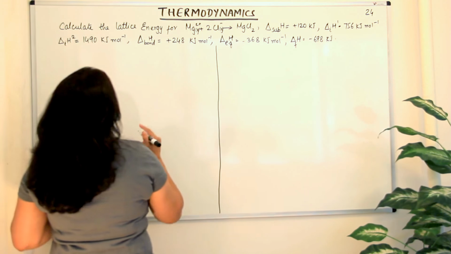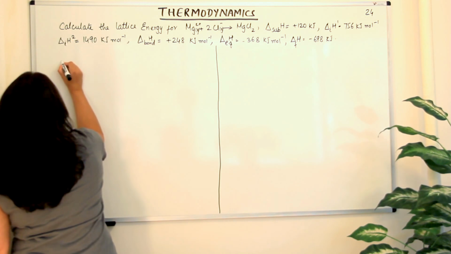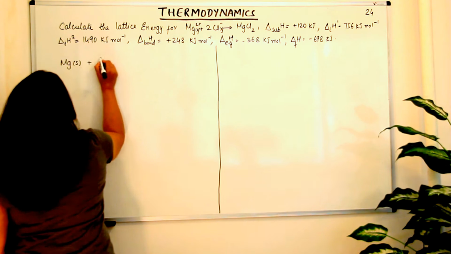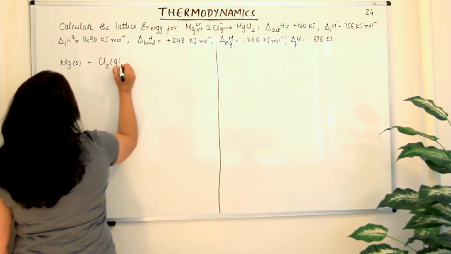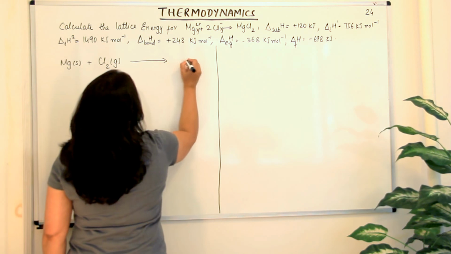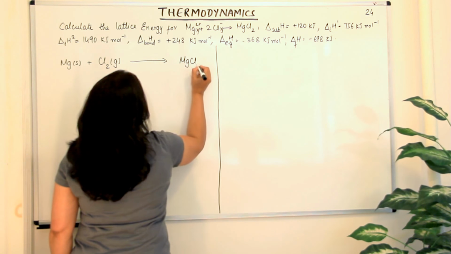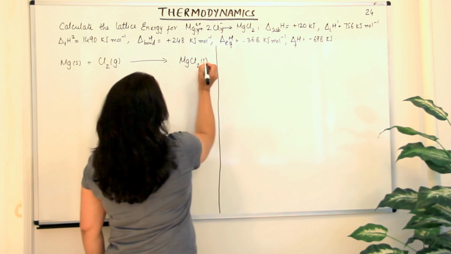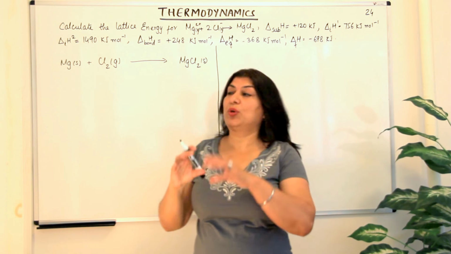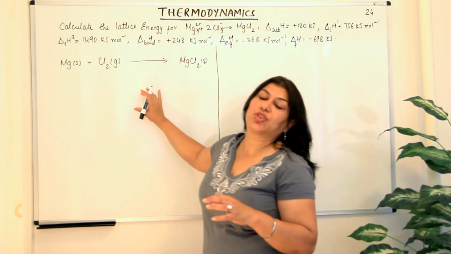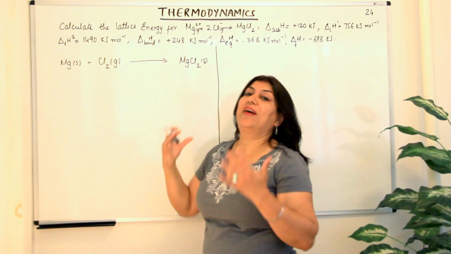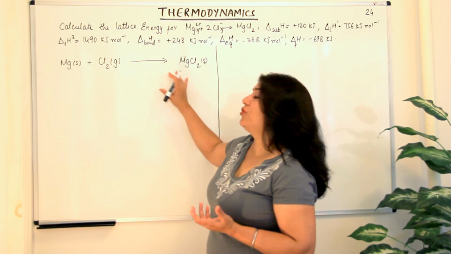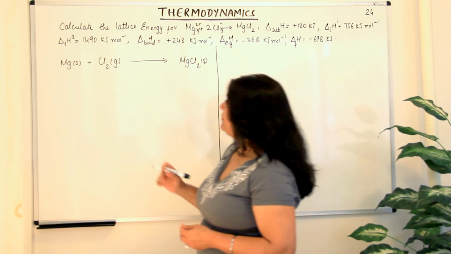The equation that we will be starting with would be magnesium in the solid state plus chlorine in the gaseous state will give you MgCl2, magnesium chloride in the solid state. Okay? And now from this reaction we have to start and find out the enthalpy, that is the lattice enthalpy, for the formation of magnesium chloride.